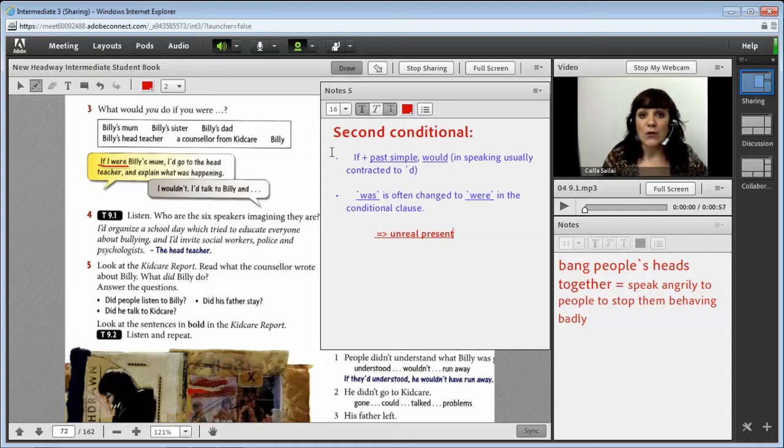So please open your notebook and write down one sentence with the correct second conditional form. Imagine that you are one of these people, and what would you do if you were them? That is the question. 2 minutes, off you go.